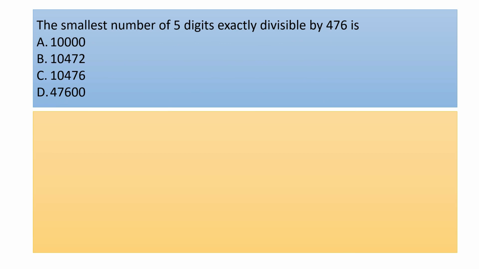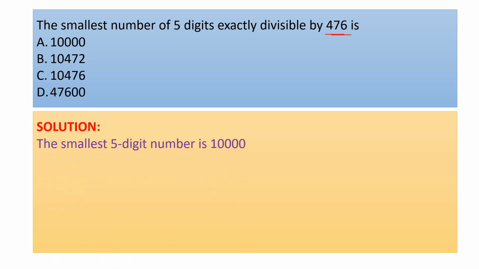Let's move on to the fifth problem, which is the final problem of this video. The smallest number of 5 digits exactly divisible by 476 is. They have given 4 options. We have to find the smallest 5-digit number which is exactly divisible by 476. Let's move on to the solution.